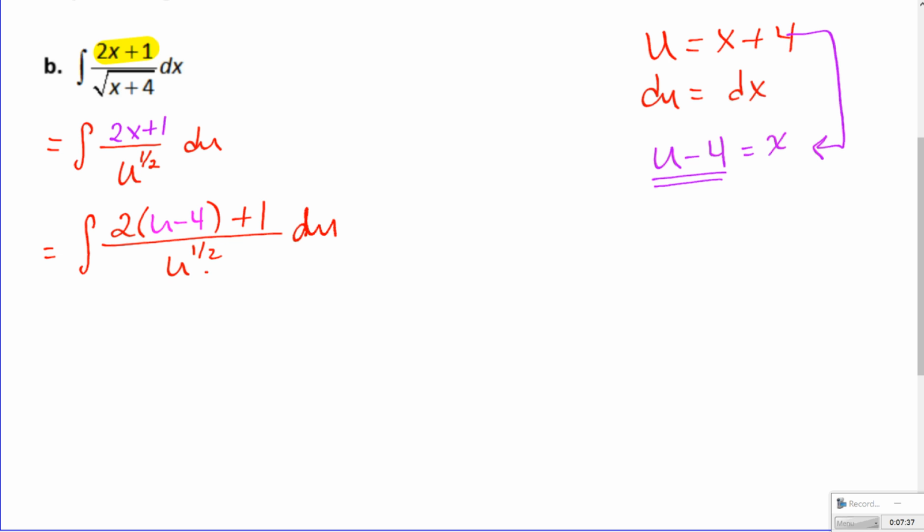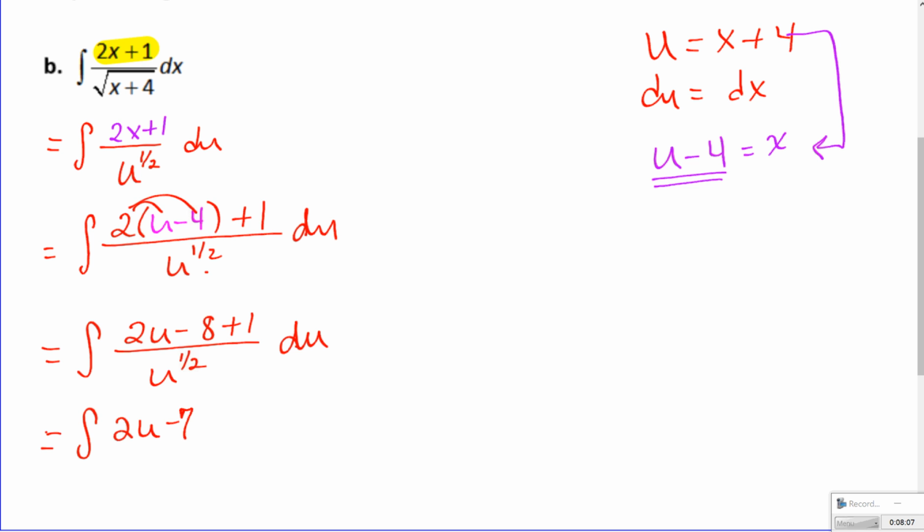And you're probably thinking this is a total mess, and you're right. But good thing we've got some great algebra skills, because we're going to use those. We're going to try and simplify as much as possible. So I'm just distributing. I distribute it along the top, right? 2 times u, 2 times -4 gives us 2u minus 8, plus the 1. Keep simplifying. So I get the integral of 2u minus 7 over u to the 1/2 du.